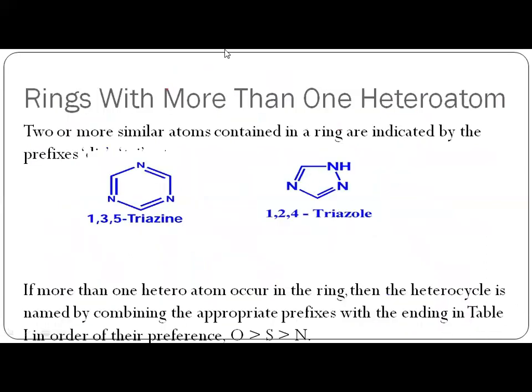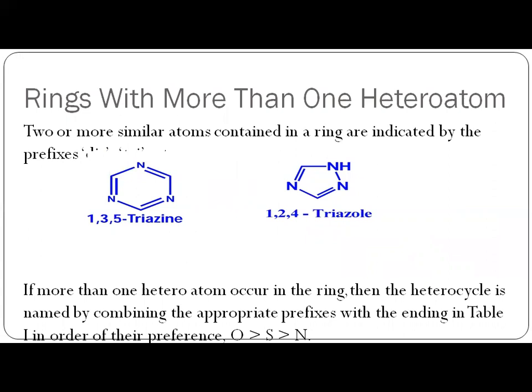Okay. After that, we will go with the next one, that is, the rings with more than one heteroatom. If you have a ring structure which contains more than one heteroatom, and if there are 3 nitrogen atoms in one 6-membered unsaturated ring, then what will be its name? We are going to discuss it here. Okay, let's see first. Two or more similar atoms contained in a ring are indicated by the prefixes. So let's see the first compound, that is a 6-membered ring containing 3 nitrogen atoms.